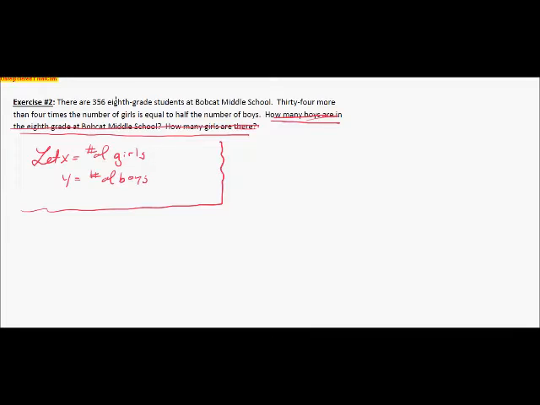But there are 356 8th grade students. Well, that tells me if I take the number of girls and add the number of boys, I get 356. Okay, well there's one equation. So really I've used that. Alright, now this is the more difficult one to come up with. So we'll take this one a little slower.